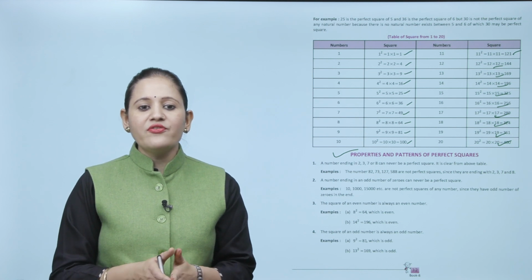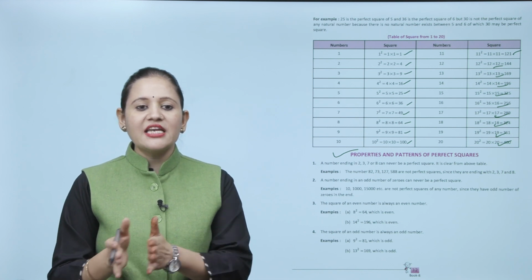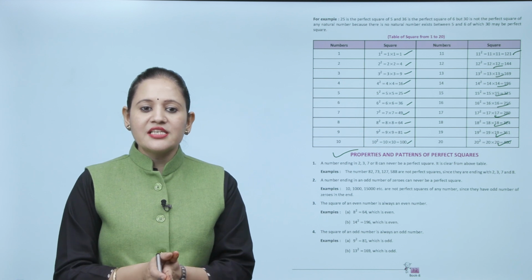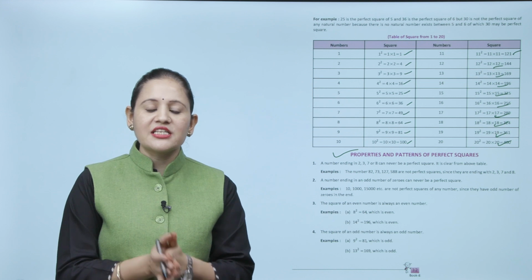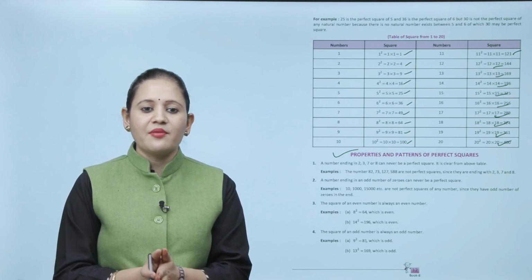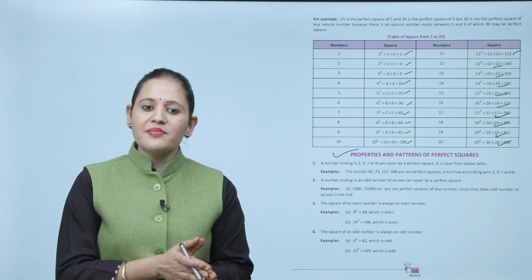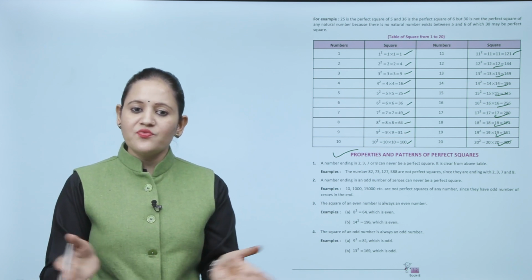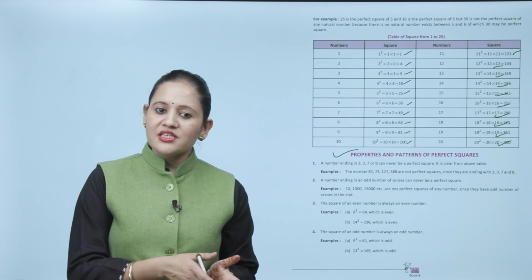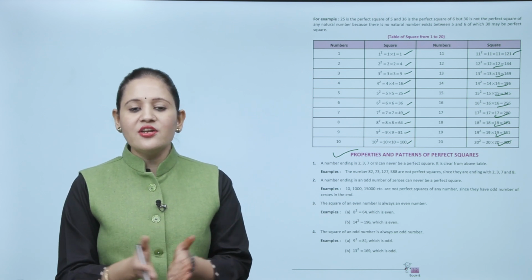The square of an even number is always an even number. For example, square of 8, that is 64, is an even number. Square of 14, that is 196, is also an even number. The square of an odd number is always an odd number. For example, square of 9 is 81, which is an odd number, and square of 13, that is 169, is also an odd number.